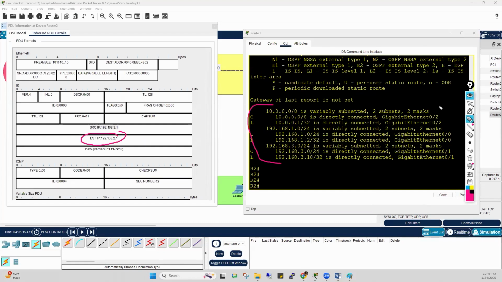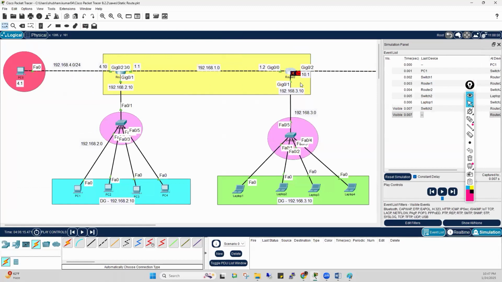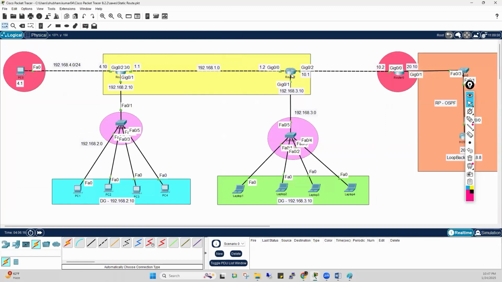Are you able to find the 192.168.2.0 network here? No, we are not able to find it. There are only the 192.168.1.0 network and 192.168.3.0. There is no 192.168.2.0 network. Getting my point? So that's the reason this router doesn't know where to forward the packet. So your packet is getting dropped here. Then what is the solution?